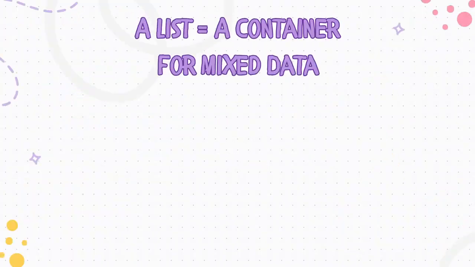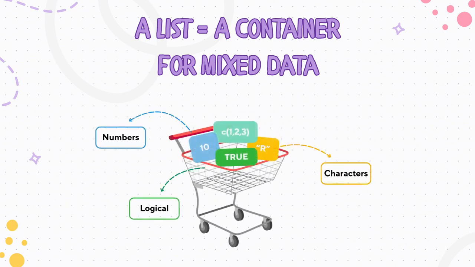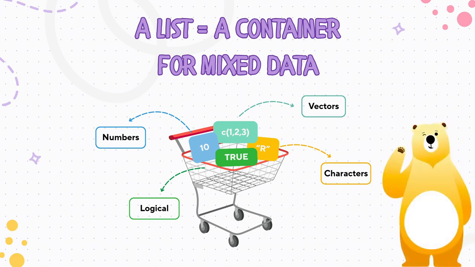So what is a list? A list is like a container where you can store different types of objects together. It can hold numbers, it can hold character data as well, it can hold logical data, and it can also hold vectors and other lists, all in one place. You can think of it like a shopping basket. You don't fill it with only apples, you can drop in bread, milk, eggs, whatever you want, and that is the case with lists.